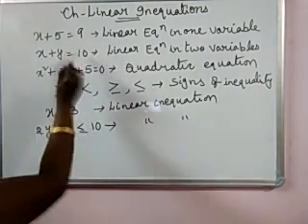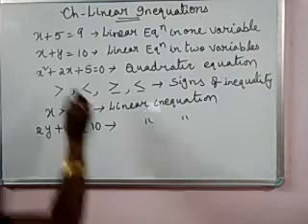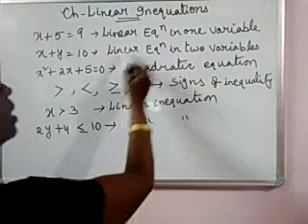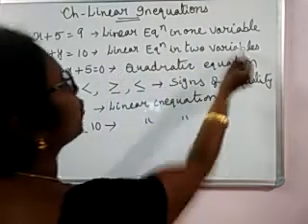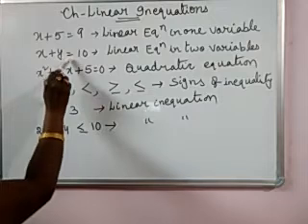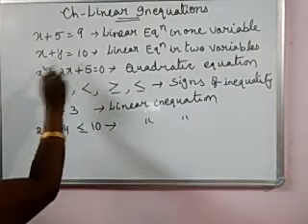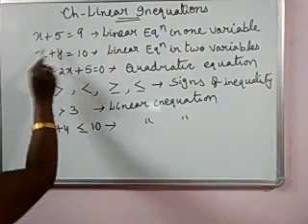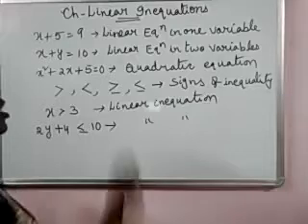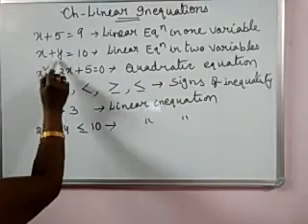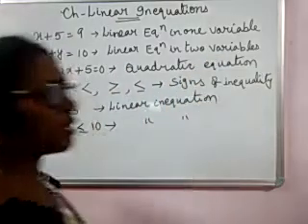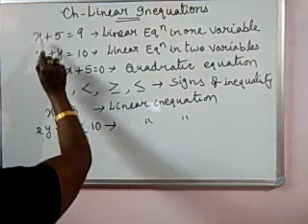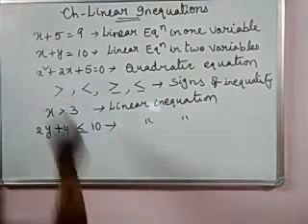Next one. x plus y is equal to 10. Here you can see two variables are there, so I gave linear equation in two variables. The equality sign is there. Equality of two statements is an equation. So this is an equation. Both the powers are 1 only, so linear, and two variables are there. So x plus 5 equal to 9 means linear equation in one variable.